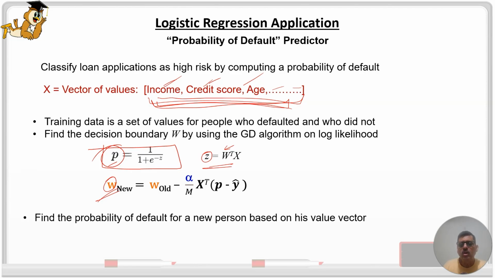So that is how a logistic regression mechanism can be used to build a probability of default predictor while issuing loans.